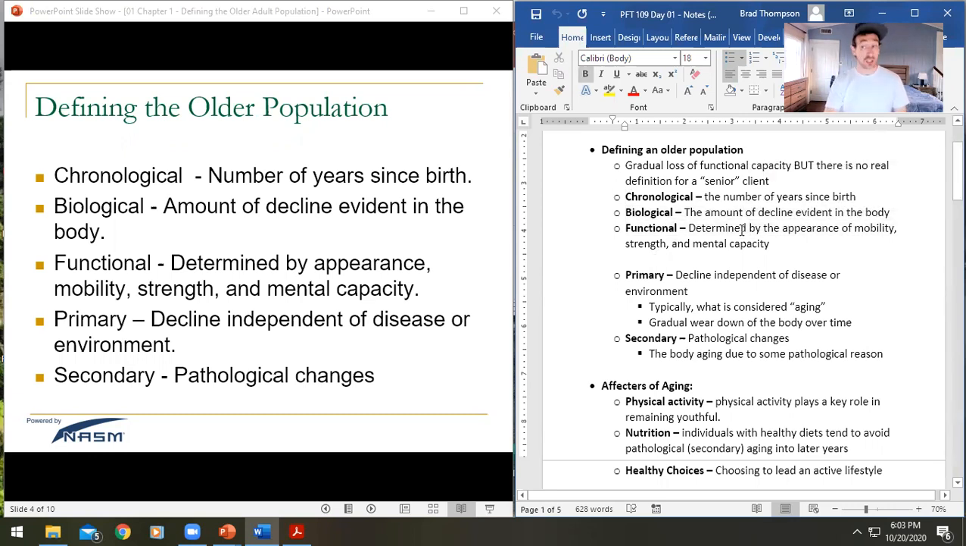And then there's functional. And this is the one that's probably most applicable to us as trainers, right? Functional is determined by your appearance of mobility or strength. And a little bit of this is mental capacity too.